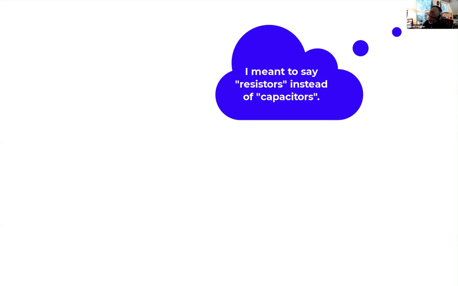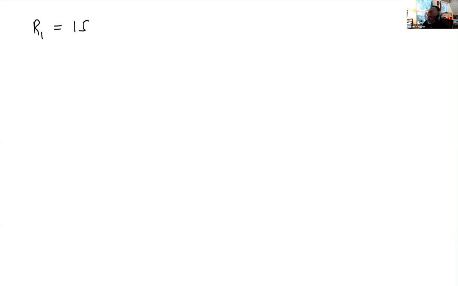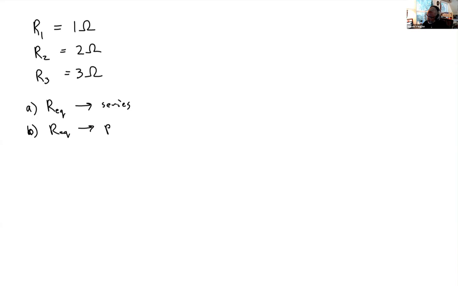Let's say we have three capacitors. And I'm saying capacitors, I'm writing resistors. Let's say we have three resistors. We'll say the first resistor is a 1 ohm resistor, the second resistor is a 2 ohm resistor, and the third resistor is a 3 ohm resistor. So let's do two things. Let's find the equivalent resistor if they are in series, and let's find the equivalent resistor if they are in parallel.